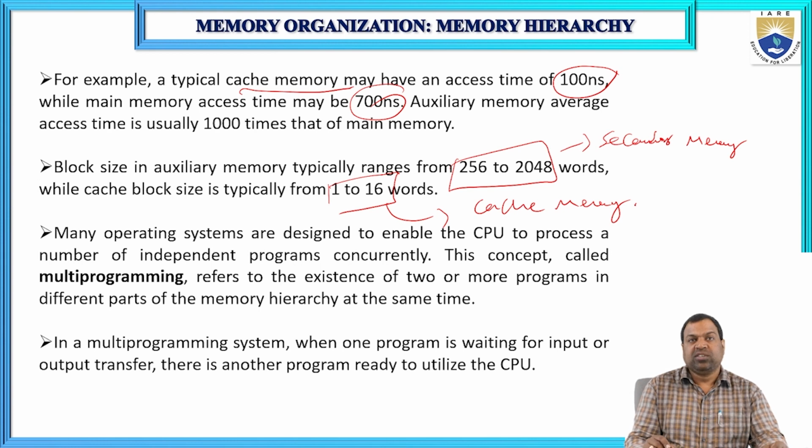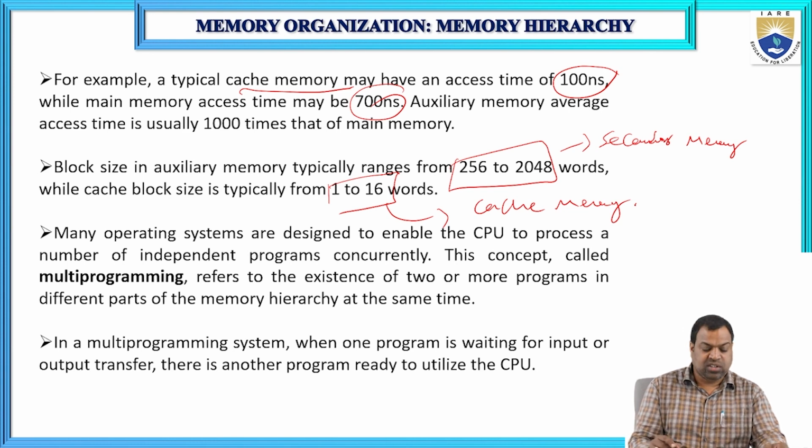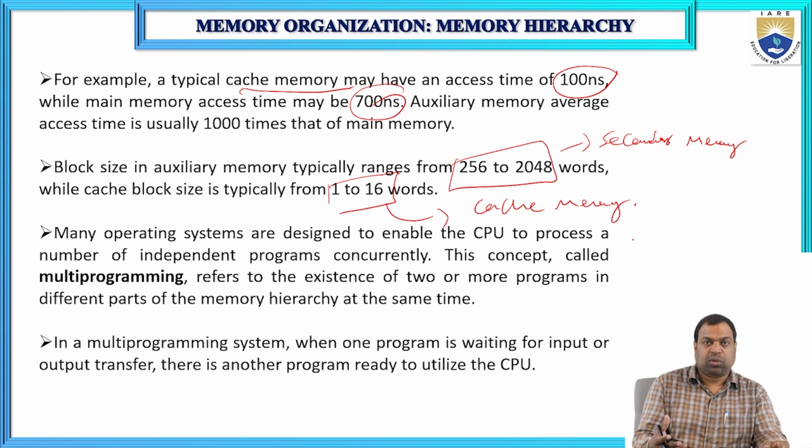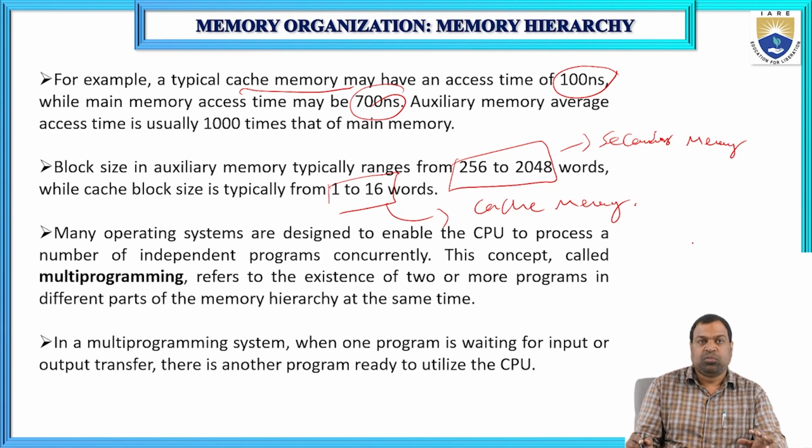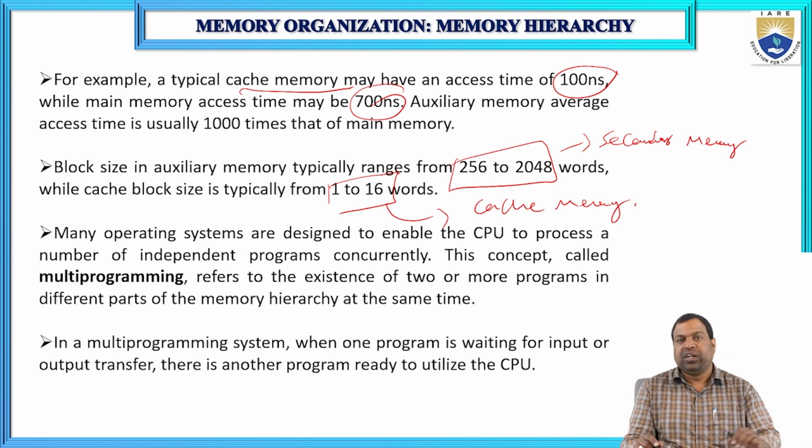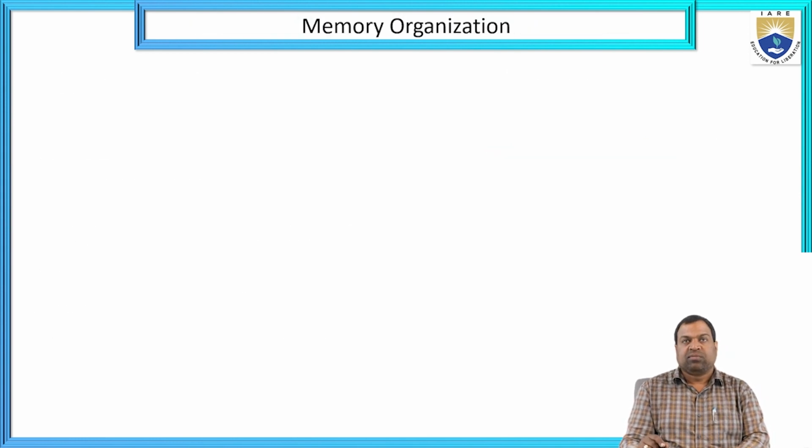But many operating systems are designed to enable the CPU to process a number of independent programs concurrently. This concept, called multi-programming, refers to the existence of two or more programs in different parts of the memory hierarchy at the same time. In a multi-programming system, when one program is waiting for input or output, there is another program ready to utilize the CPU. Multi-program means more than one program is going on. One program is waiting for input or output, and there is another program ready to utilize the CPU.